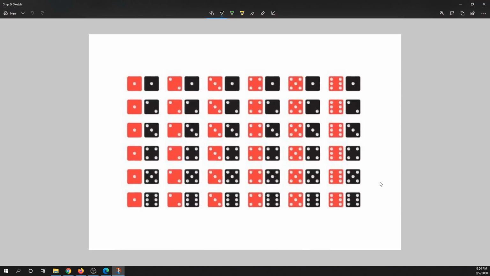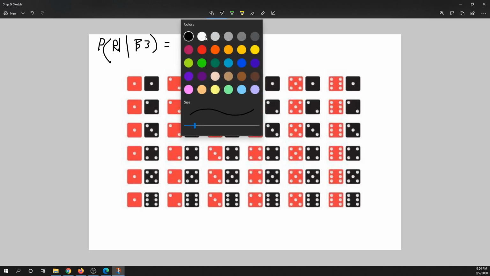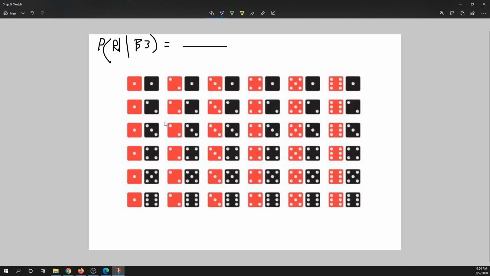All right, so what we want is the probability of a red 1 given that the black number comes up to be 3. So probability of a red 1 given black 3. You can use the conditional probability formula on this, but we have a nice picture of our sample space, so I'm just going to do it by looking at the sample space itself. First off, let me switch colors here. We are given that the black die has come up as a 3, and that basically becomes our sample space.